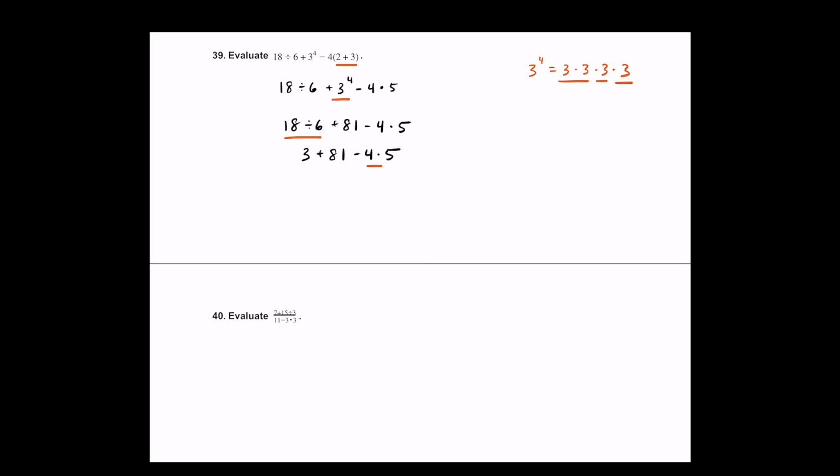Then multiplication is the next most important thing. 3 plus 81 minus 20, that's 4 times 5. Then we'll do addition first, not because it's more important, but because it is left. It's equally important to the minus or subtraction. It just happens to be there. 84 minus 20 is going to be 64. Okay, so there you have it. That would be the value of this expression, this numerical expression. We haven't gotten to variables yet.